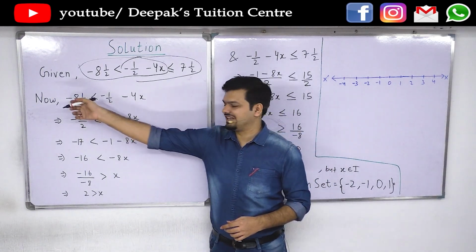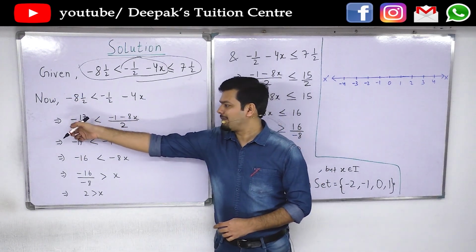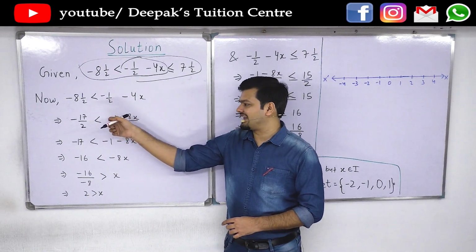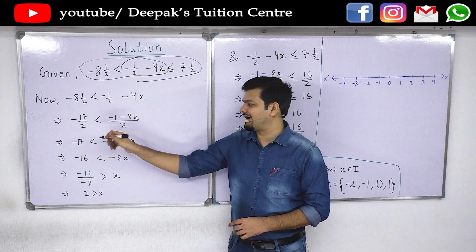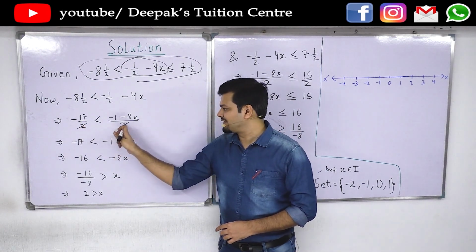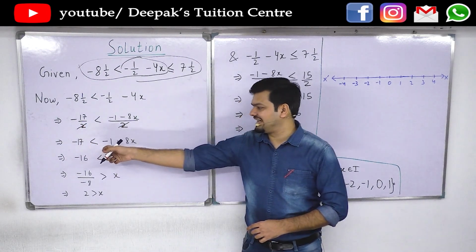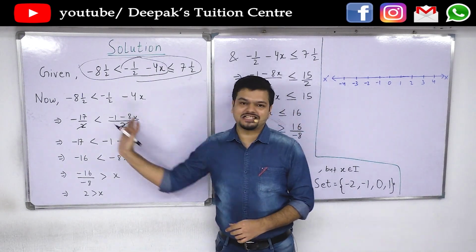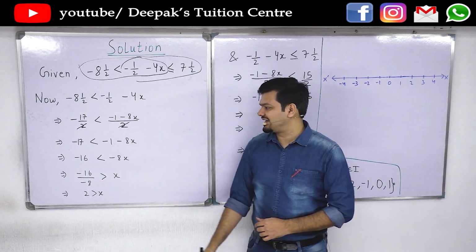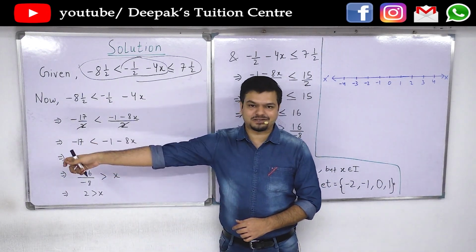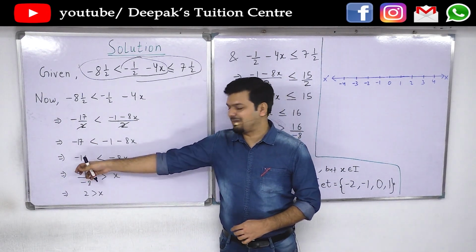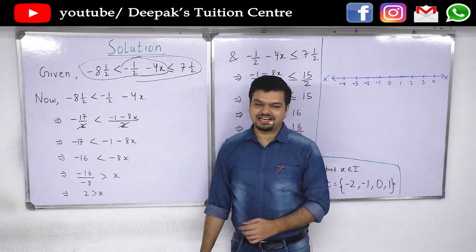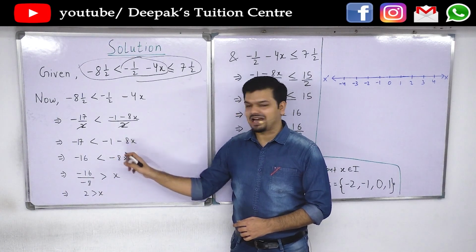It's very simple. We'll just convert it into an improper fraction, -17 by 2, and take an LCM on the right side. So that will be (-1 minus 8x) whole divided by 2. We can cancel the 2's off and we'll get -17 is less than or equal to -1 minus 8x. We can transpose -1 from the right side to the left side and that will become +1. So -17 plus 1 is -16. So -16 is less than or equal to -8x. Now we need to transpose this -8.